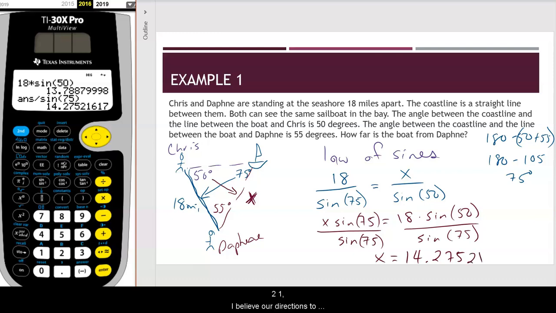I believe our directions said round to the nearest tenth for our sides. So x would equal 14.3, or 14 3/10 miles.